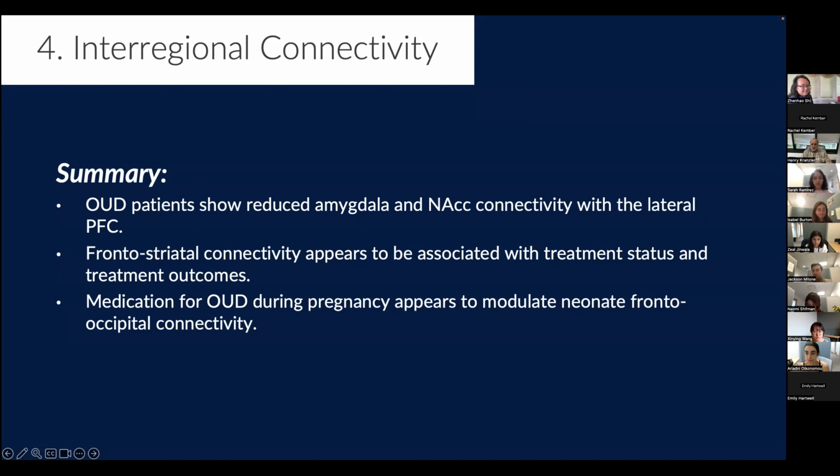Yeah, I think that's the leap that most fMRI researchers would like to make.